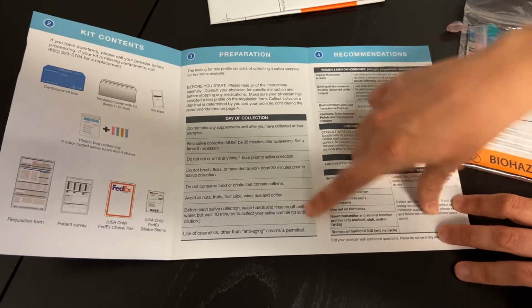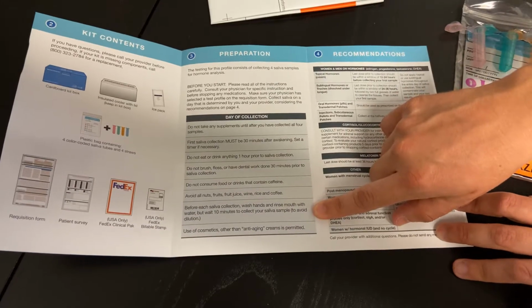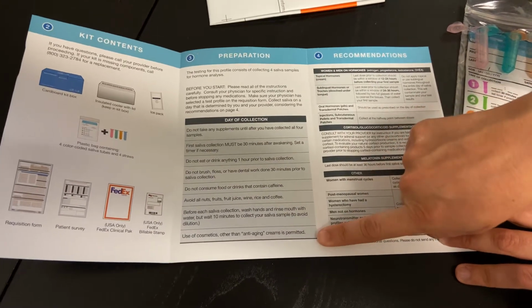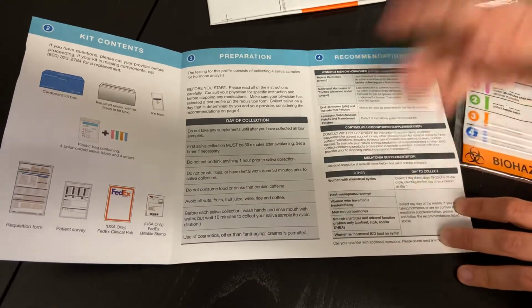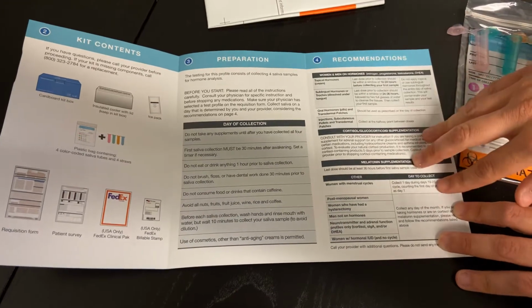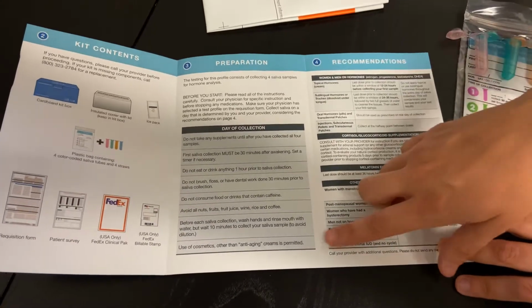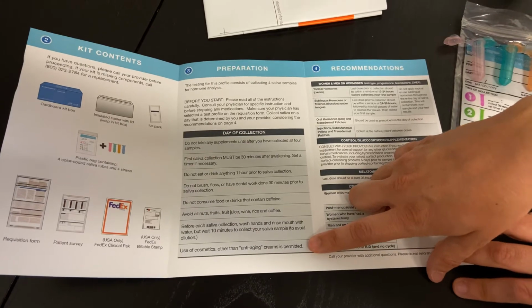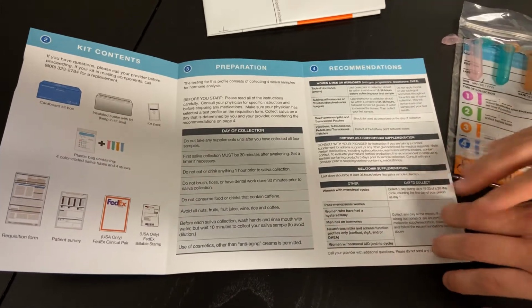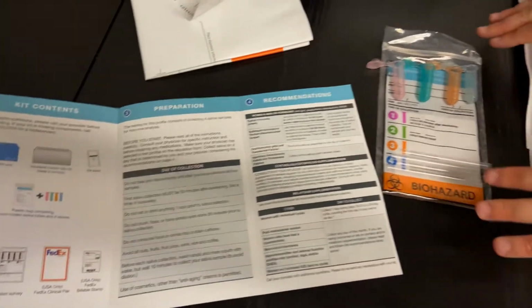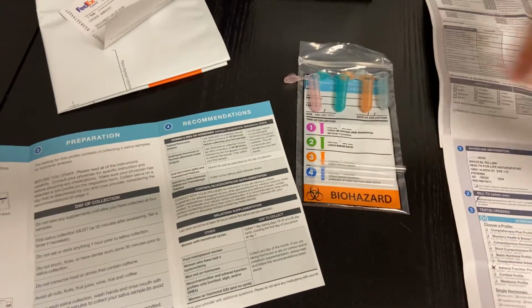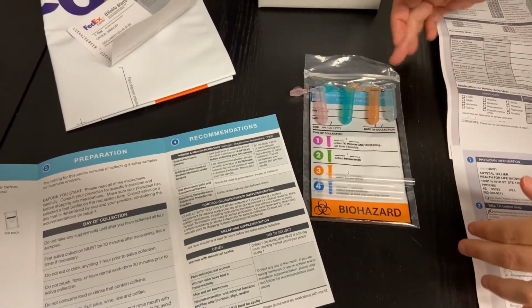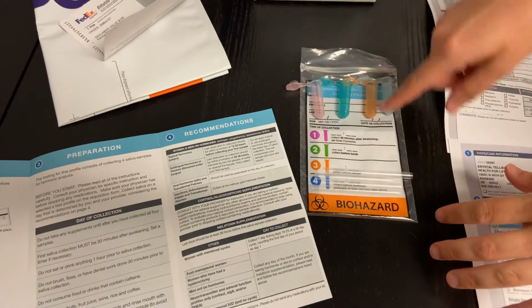Before each saliva collection, it indicates washing hands, making sure that things are clean. And then this section here is really for the other panels that this test kit will test, which we do not need to worry about. So you can use any sort of topical creams, anything like that. We have kind of what the saliva collection looks like here. I have labeled them, or just set them in order of the labels here.